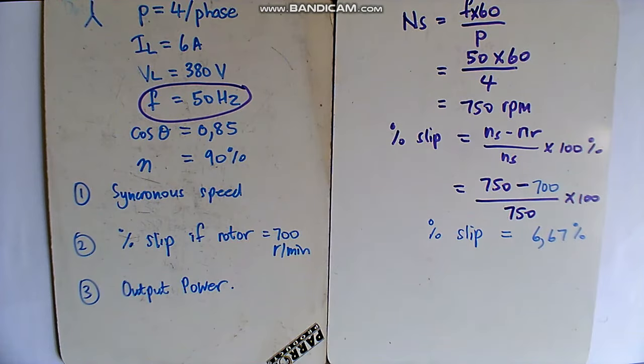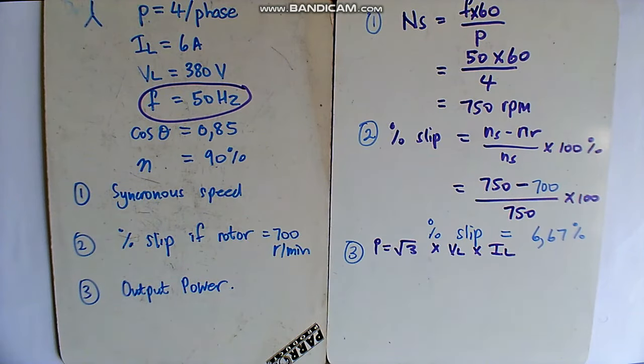Right, next I wanted to calculate the output power. Notice that the efficiency was given as 90%. Right, so that's our formula to calculate the power. And then notice that is just apparent power. So how will we calculate true power?